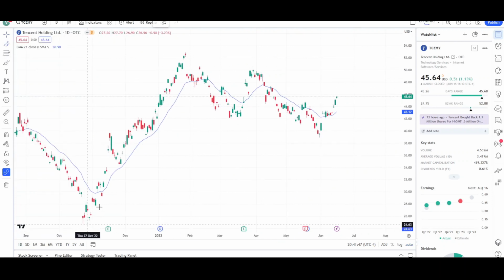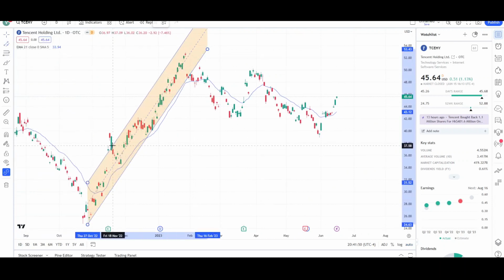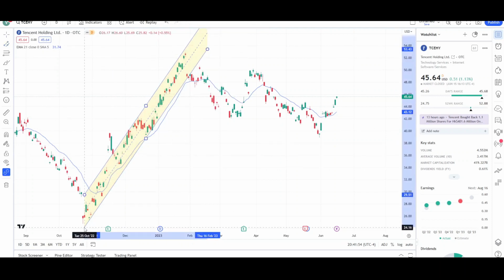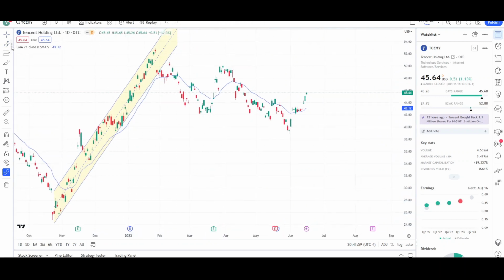So let's take a look at Tencent first on the daily. You clearly see there was this previous large impulse higher. This channel represents that impulse. Obviously there's only two touches on the bottom side, but you can clearly see there was a strong move up. And then after the strong move up, there was a break of the channel and two legs down.